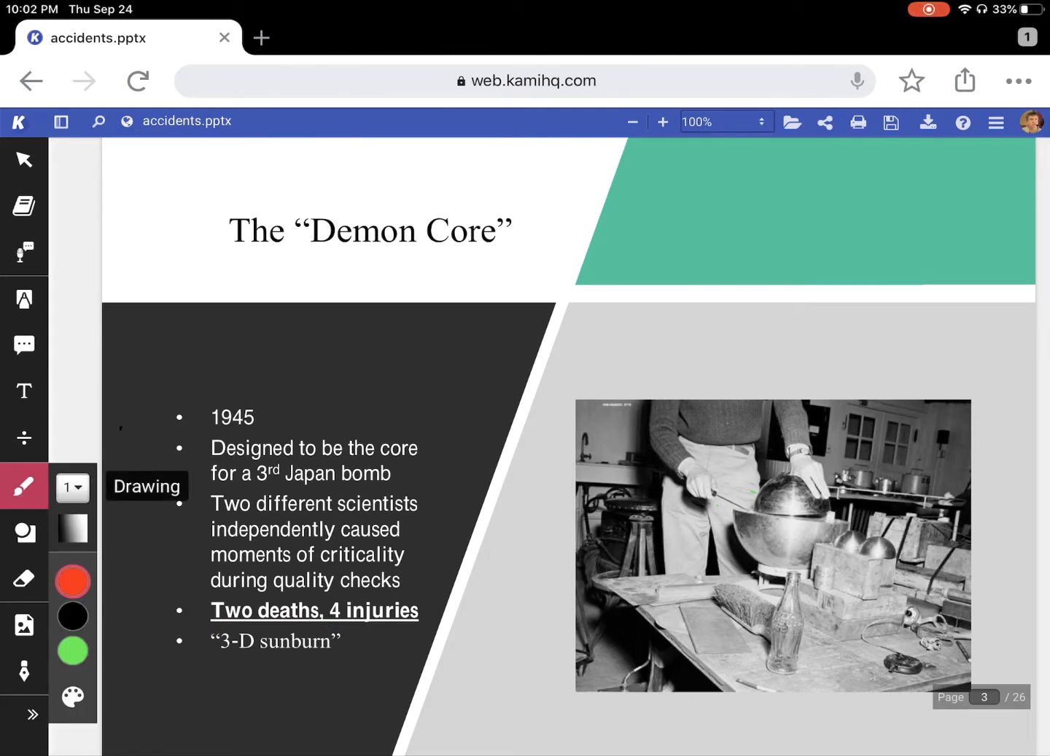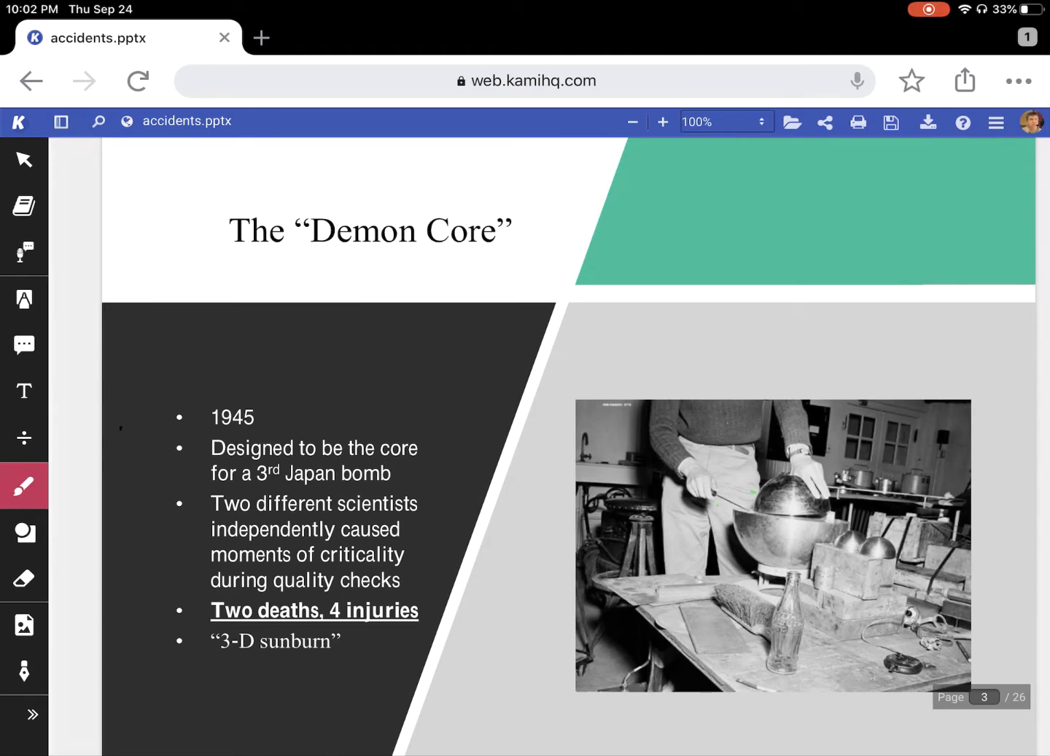The core actually had a second similar problem where it momentarily went critical. And because of that reputation that anybody who works with this ends up dying, they decided to nickname it the Demon Core, that it was possessed. They ended up taking the uranium out, or that was plutonium. They took the plutonium out, broke it apart, melted it down, put it in other places, and the Demon Core was destroyed.